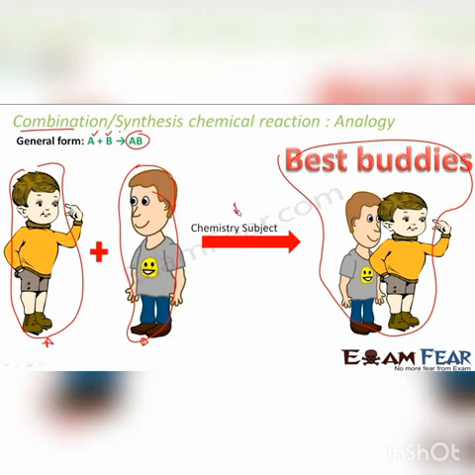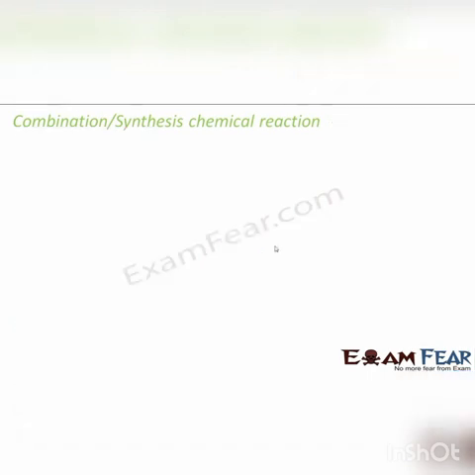Sometimes you need an external factor. For example, the chemistry subject is the external factor that made these guys best buddies. Sometimes even that is not required, they just become best buddies. So in chemistry, we'll touch upon the definition of combination reaction again. We'll see this concept from a chemistry lens.